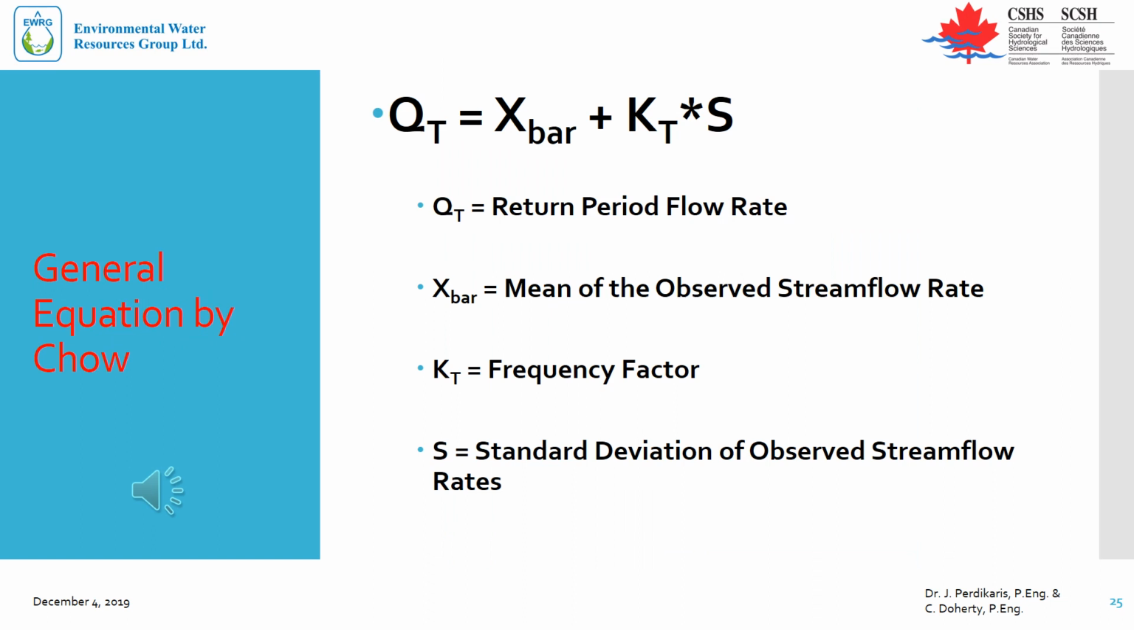An event, Qt, corresponding to a return period t, or exceedance probability 1 over t, can be expressed for any distribution in terms of a general relationship proposed by Chow. Qt is equal to x bar plus kt times s, where x bar and s are the population mean and standard deviation respectively, and kt is a frequency factor which depends on the distribution, the return period t, and the coefficient of skewness in the case of three-parameter distributions. In the case of estimation by the method of moments, x bar and s are estimated by the mean and standard deviation of the observed streamflow values.